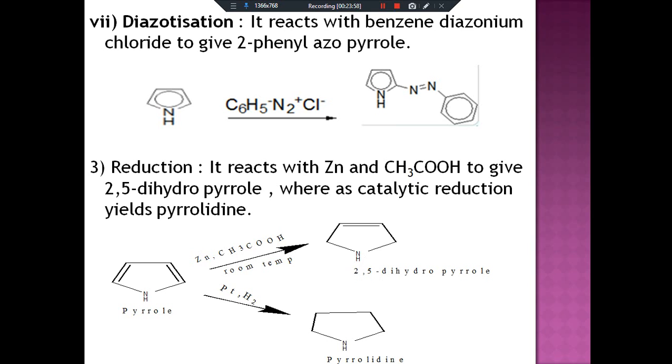2,5-dihydropyrrole. On the other hand, when pyrrole is reduced with platinum and hydrogen, that is catalytic reduction, it gives pyrrolidine. Complete reduction or complete hydrogenation gives pyrrolidine. At two different conditions, two different products will be obtained. At room temperature, when reacted with zinc and acetic acid, it gives 2,5-dihydropyrrole. When reduced with platinum and hydrogen, that is catalytic reduction, it gives pyrrolidine.